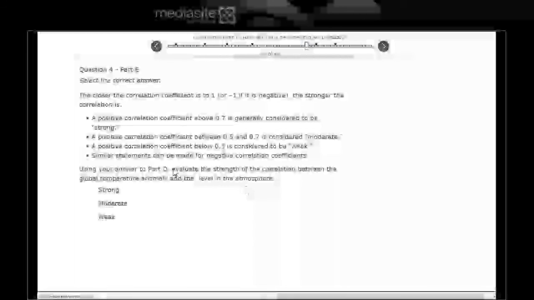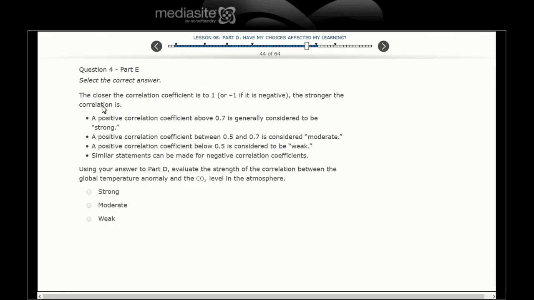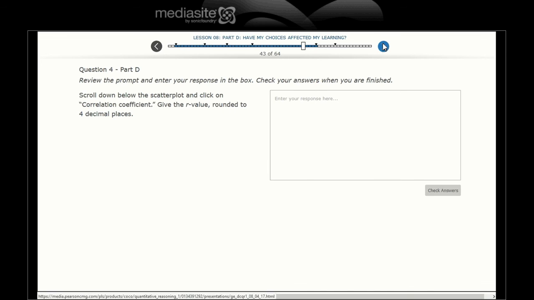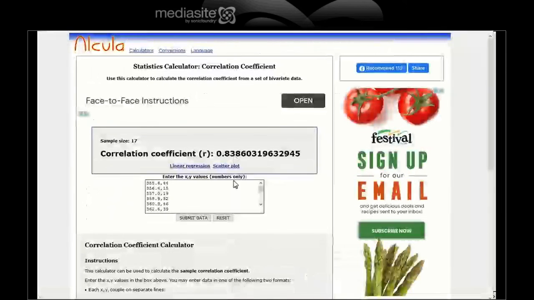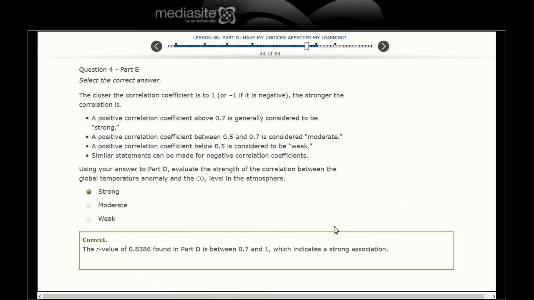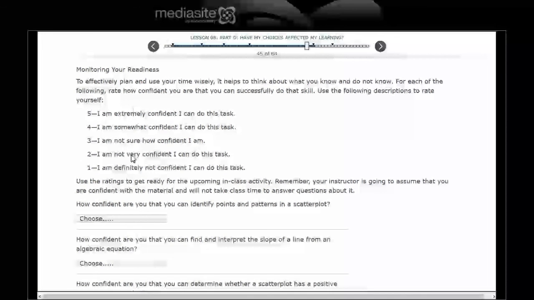Okay. And the closer it is to 1, the stronger the correlation. A positive correlation above 0.7 is considered to be strong. 0.5 to 0.7 is moderate. Below 0.5 is weak. So we're at 0.8 something, 0.838. So that'd be strong. All right.